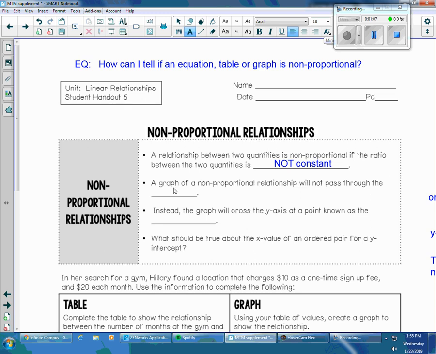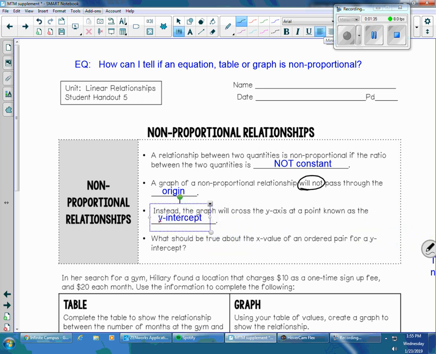A graph of a non-proportional relationship will not pass through the origin. Remember, a proportional relationship will. A non-proportional relationship will not pass through the origin. Instead, the graph will cross the y-axis at a point known as the y-intercept. It's on the y-axis, so the y makes sense there. Intercept means that's where it's crossing. So it's crossing the y-axis at a point other than the origin.